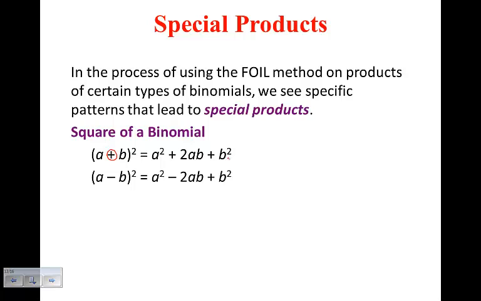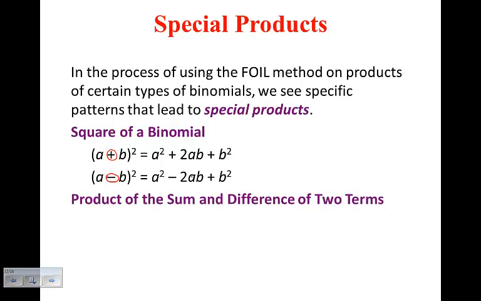The next one, we have a minus sign now, so we have a difference of squares. So a minus b squared is always going to be a squared minus 2ab plus b squared. The product of the sum and difference of two terms is always going to end up being a plus b times a minus b is always going to be a squared minus b squared. All right, pause this video and make sure you write these down because they're important to have.